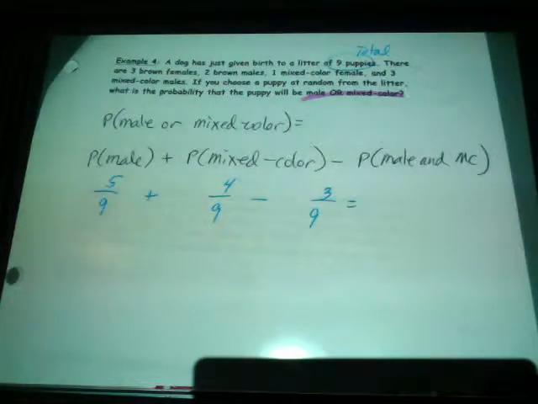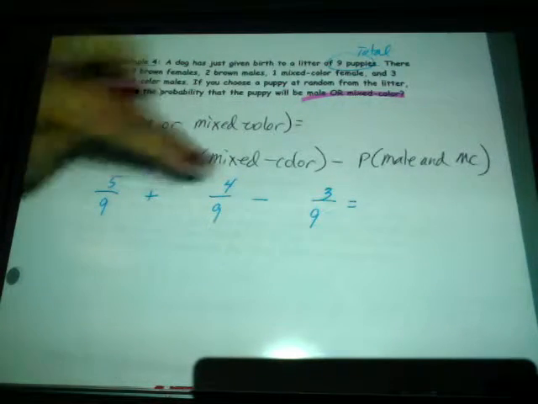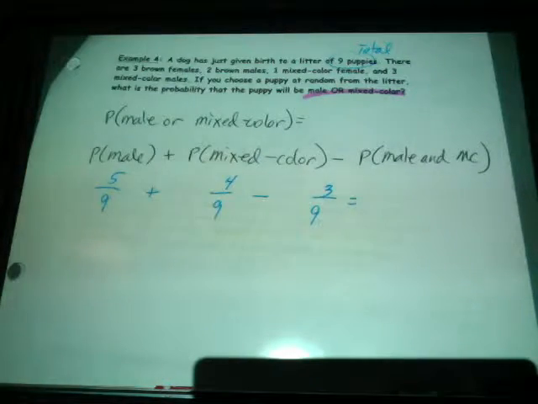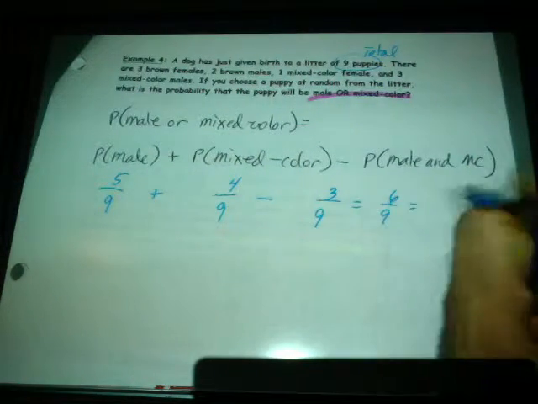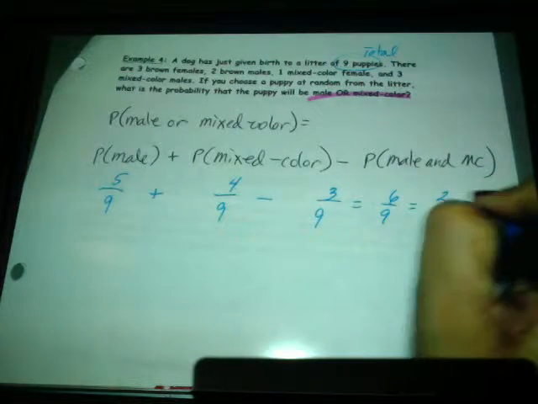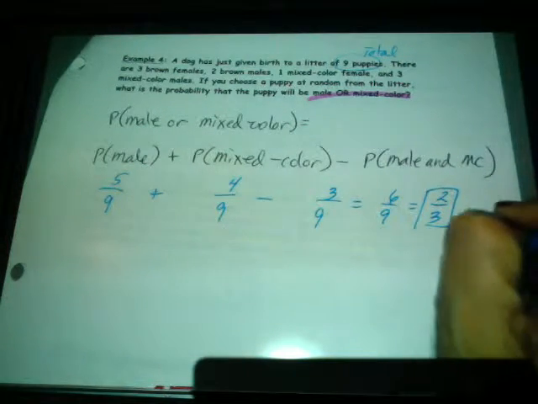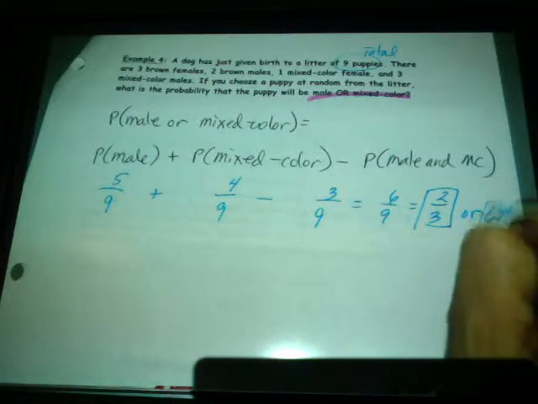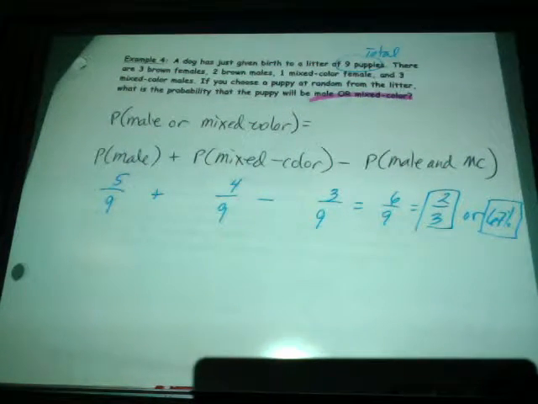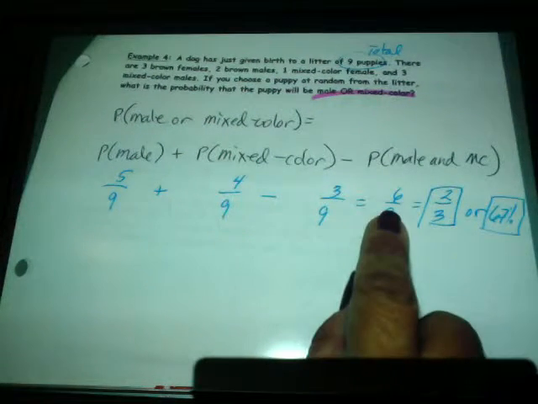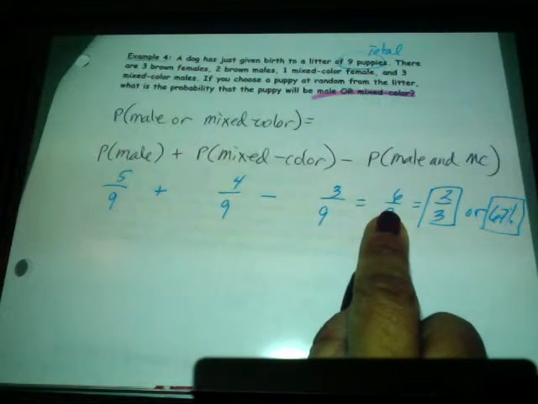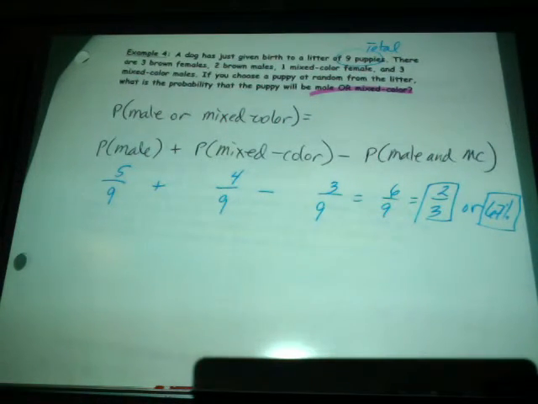They're all the same denominator. Don't try to reduce any of these fractions because then you're going to have to get LCDs anyway. So what's 5 plus 4? 9 minus 3. 6 out of 9, it does not reduce. 3 goes into both, you get 2/3. So I have a 2 in 3 chance, or 67%, that I'm going to choose a male or a mixed color. Now go back and look. Aren't there 6 puppies that are either male or mixed colored but not both? If you go back and count, you could have done it that way as well. All right, any questions?